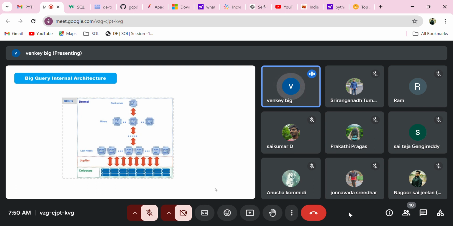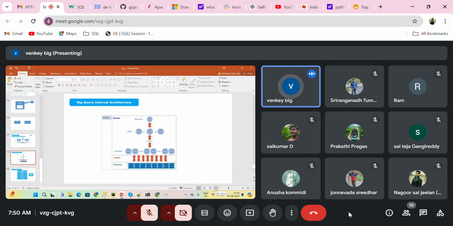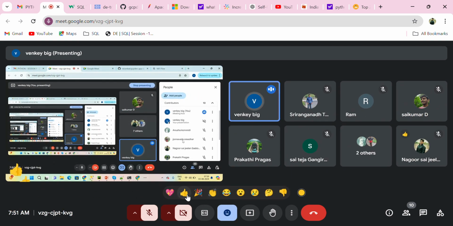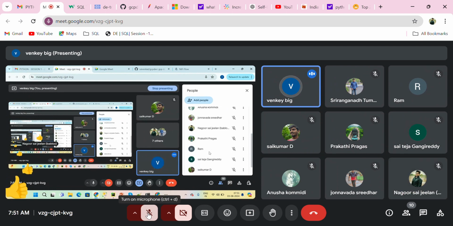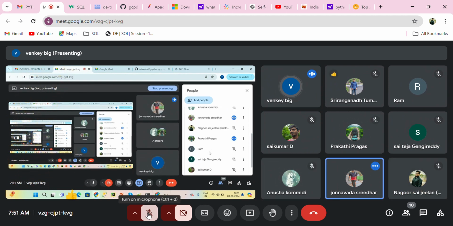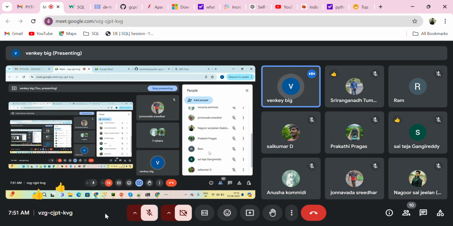Any questions or queries here? Are we good, or are we clear? Are we able to understand? Anusha, Sridhar, Prakati, yes sir. Yes, Venkat, are we clear? Okay, fine, good.